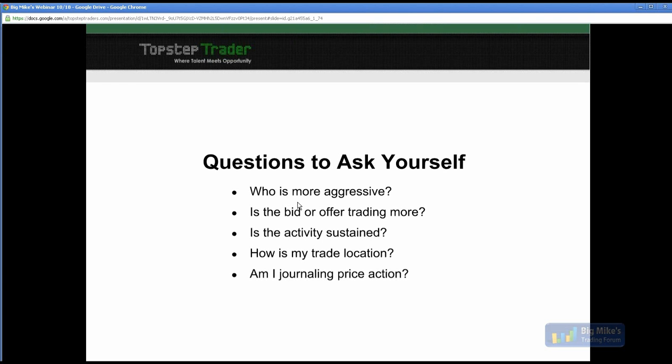The Top Step Trader program and seeing traders improving and succeeding using tape reading techniques has really convinced me that there still is a very important part of being a discretionary trader, and that is being able to read price action, being able to try and decipher what's going on in the time and sales and in the dome. And I hope I've given you some valuable hints to that.